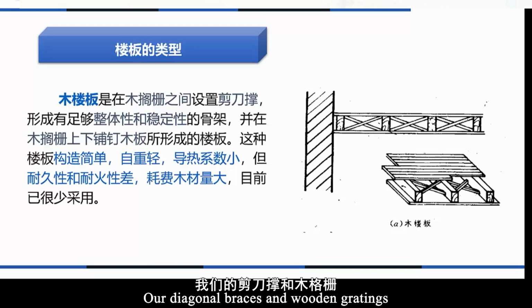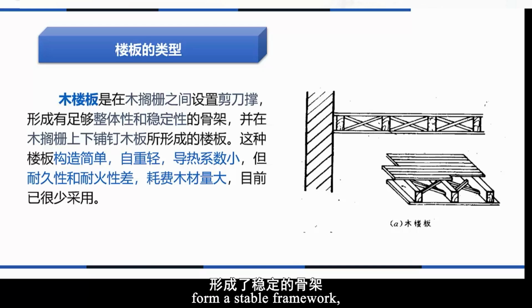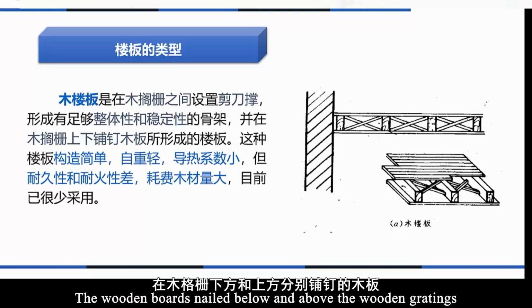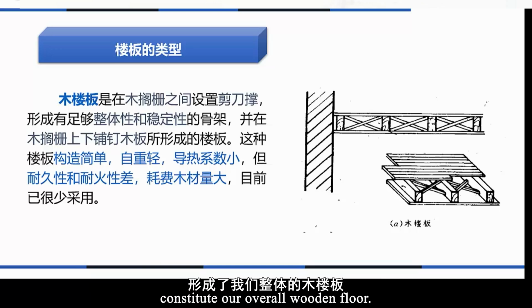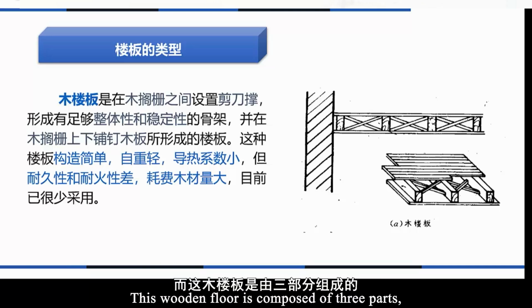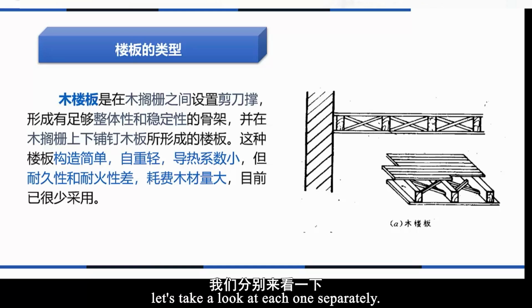Our diagonal braces and wooden gratings form a stable framework, ensuring the integrity of the structure. The wooden boards nailed below and above the wooden gratings constitute our overall wooden floor. This wooden floor is composed of 3 parts. Let's take a look at each one separately.